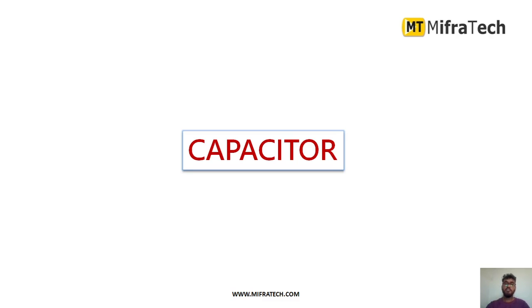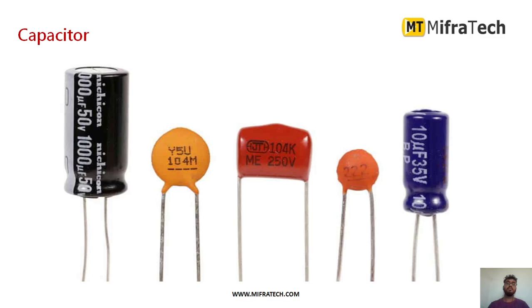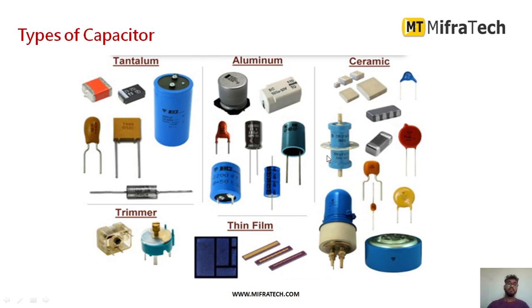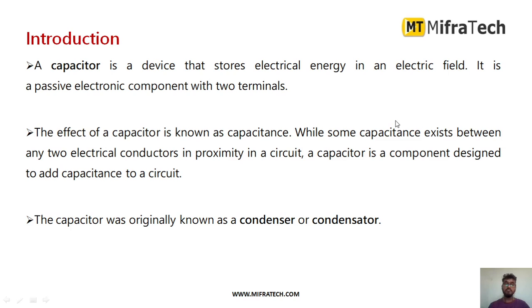Today in this section we will learn about capacitors. So this is how a capacitor looks like. There will be a different range of capacitors available. As you can see, there are tantalum, aluminum, ceramic capacitors, thin film capacitors, trimmer capacitors, mountable capacitors. There are different types of capacitors available.